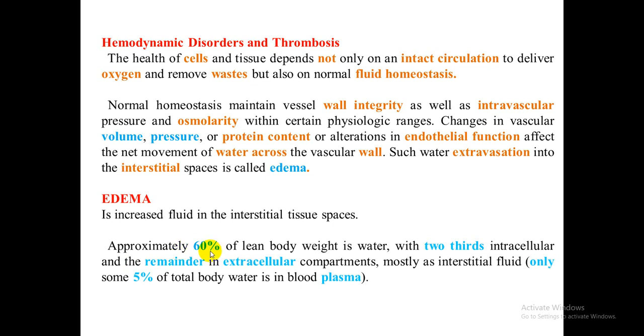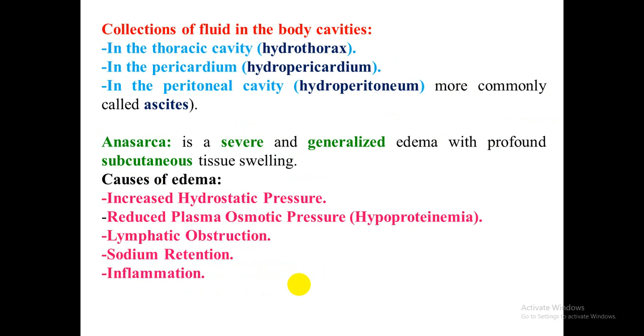Normally approximately 60% of lean body weight is water, with two-thirds intracellular and the remainder in the extracellular compartment, mostly in interstitial tissue, and only 5% of total body water is in blood plasma. Some terms refer to collection of fluid in the body cavities: in the thoracic cavity, hydrothorax; in the pericardium, hydropericardium; and in the peritoneal cavity, hydroperitoneum, more commonly called ascites. Anasarca refers to severe and generalized edema with profound subcutaneous tissue swelling.